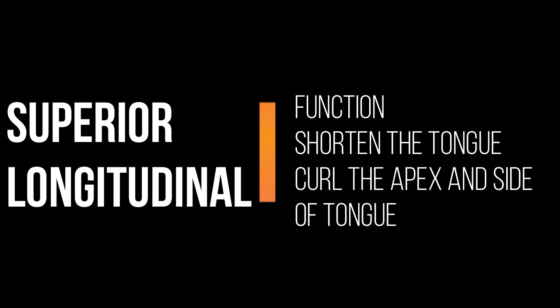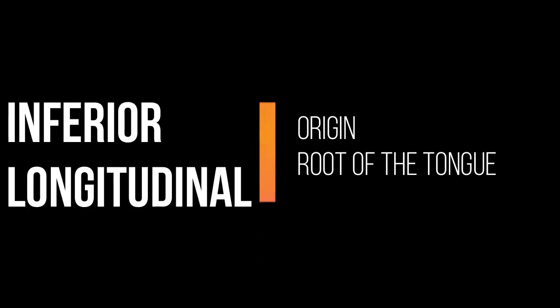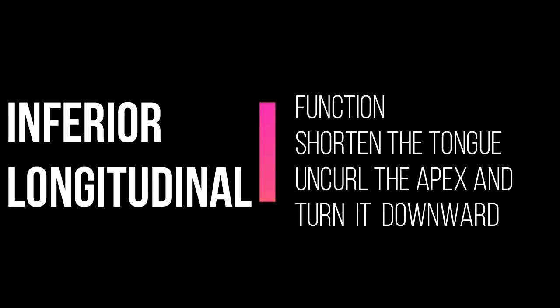Similarly, the inferior longitudinal muscle is found between the genioglossus and hyoglossus muscles, and it originates at the root of the tongue and inserts at the apex of the tongue. Its function is to shorten the tongue and uncurl the apex and turn it downwards.